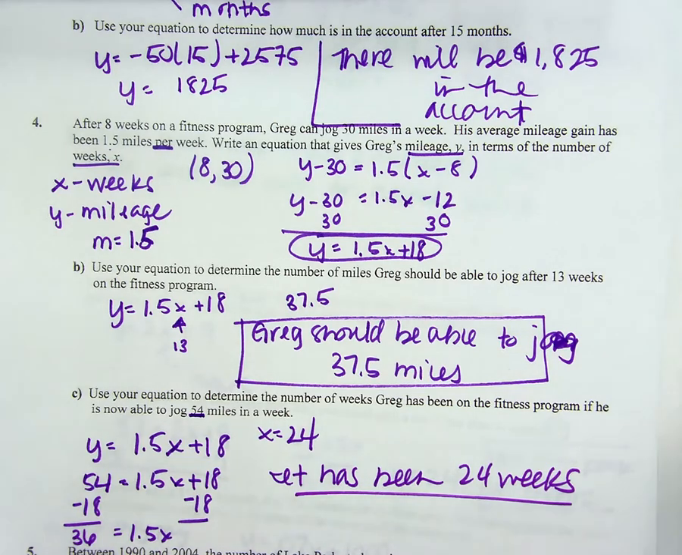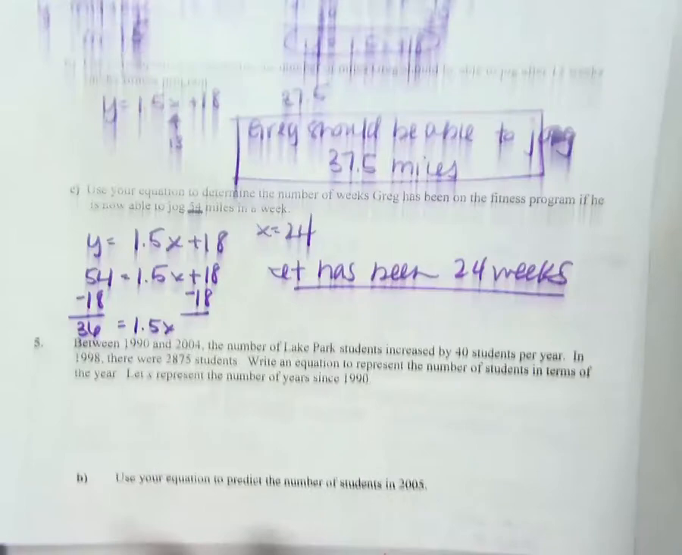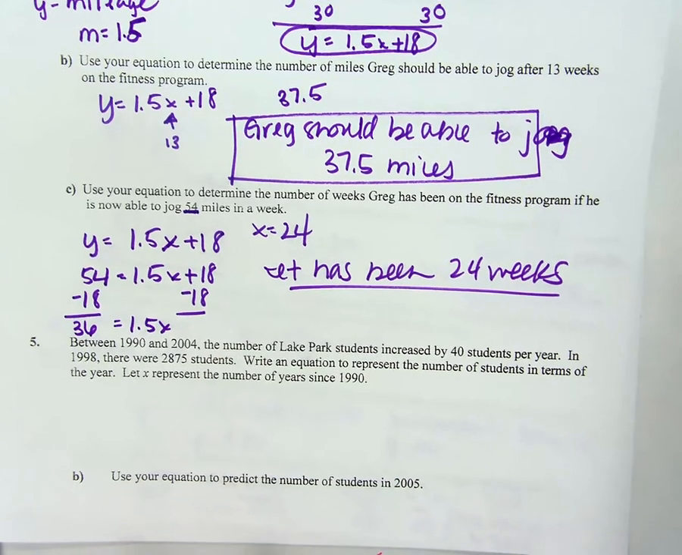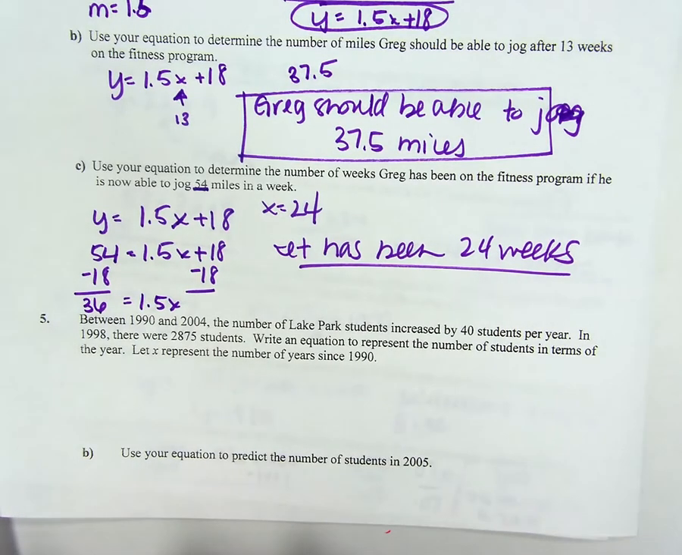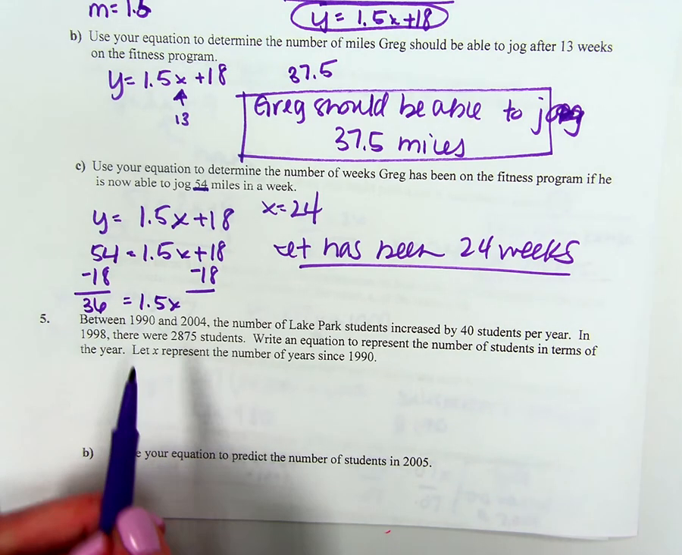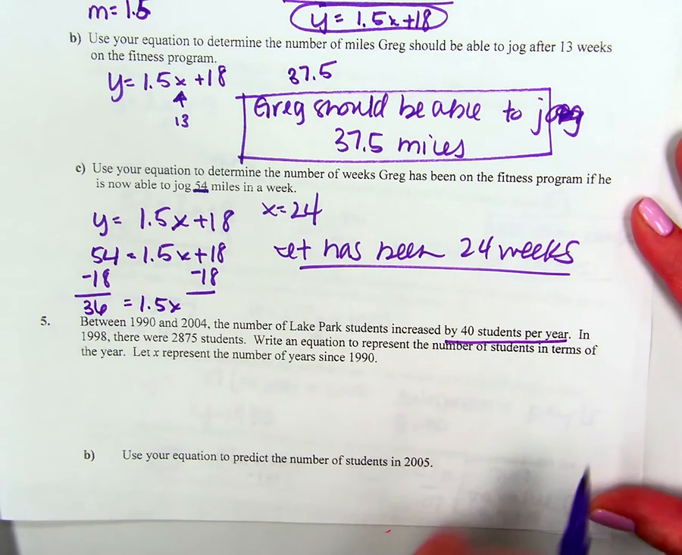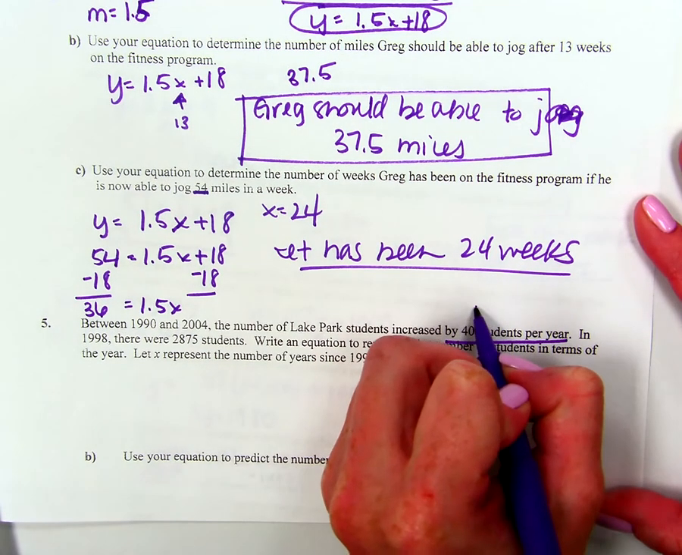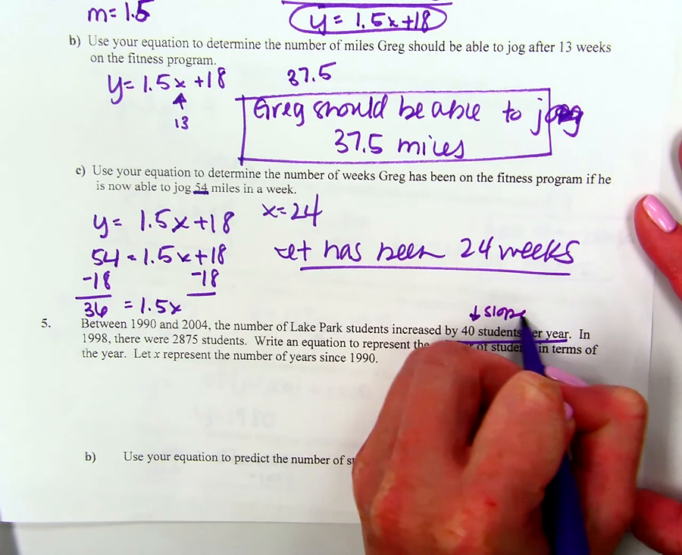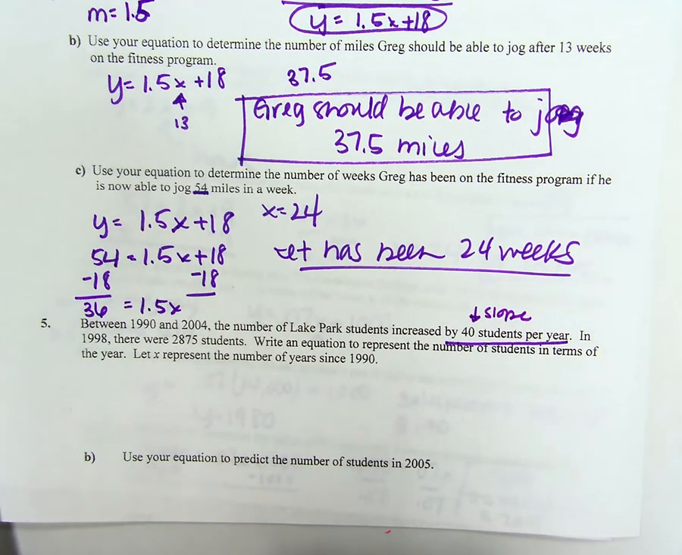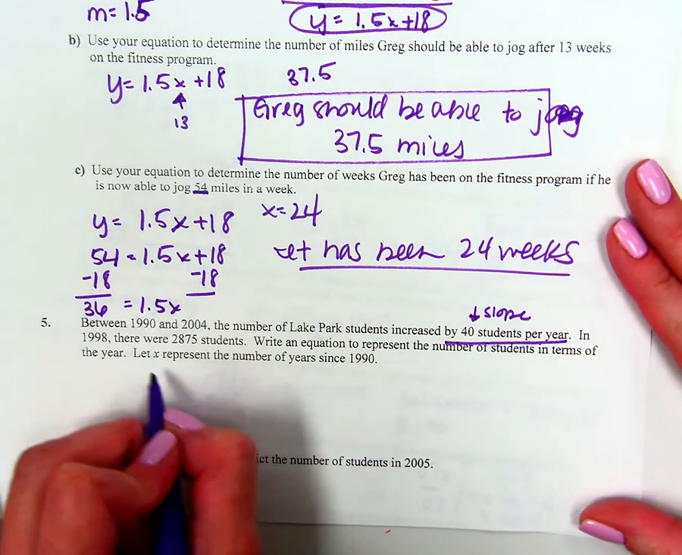So the last problem that we're doing is a little bit different than the other problems. And so we're going to set this one up, and then we'll talk about it a little bit in class too. So it says between 1990 and 2004, the number of Lake Park students increased by 40 students per year. So we have that key word there, so we know that's going to be our slope. In 1998, there were 2875 students. Write an equation to represent the number of students in terms of the year. Let x represent the number of years since 1990.